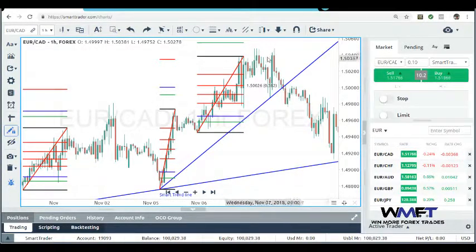Well, basically, a crown formation is a reversal pattern in the market, and how we find crown formations is through a five-step process. And that process is like this.